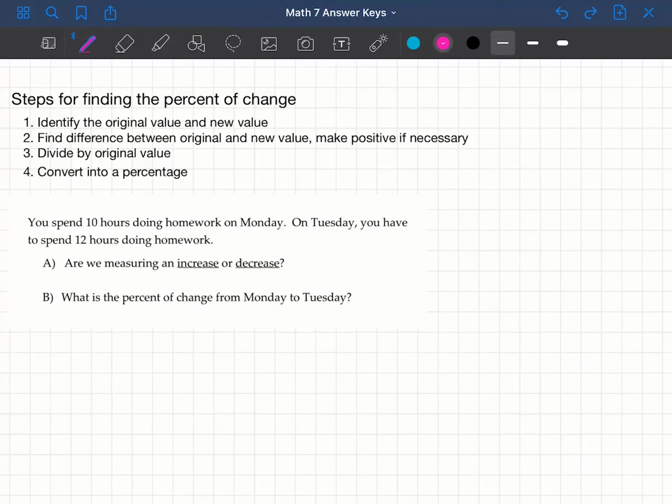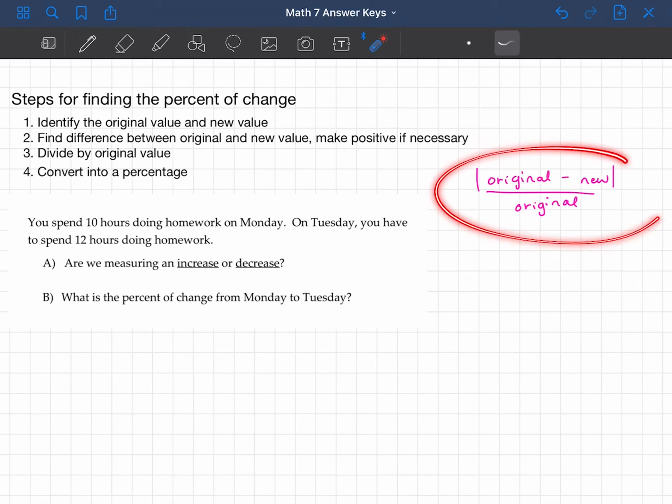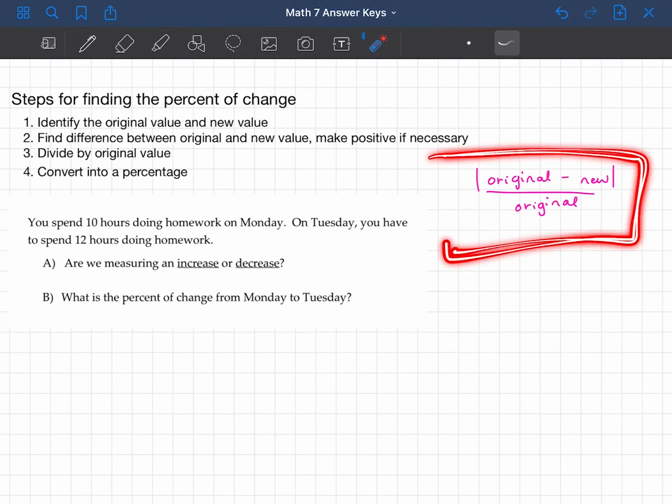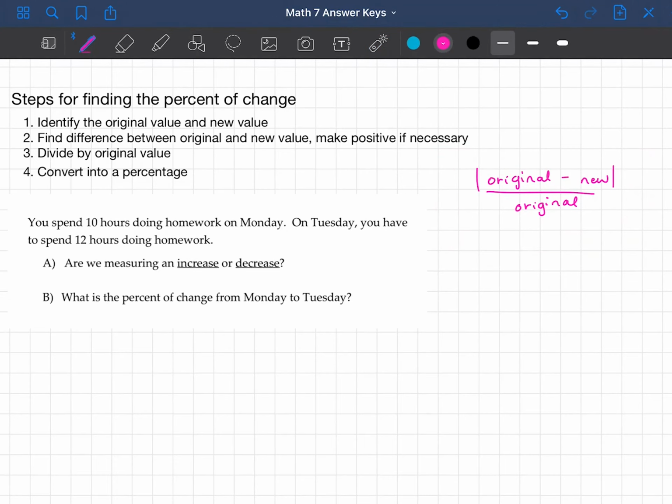So on the board here, you'll see the steps for finding the percent of change. And I'd like you to take a moment to copy these into your notes, so just pause the video here, and then we'll move on. I'm also going to add over here the actual formula for doing so, make sure that you also copy this formula down.